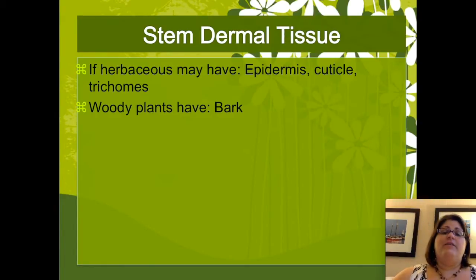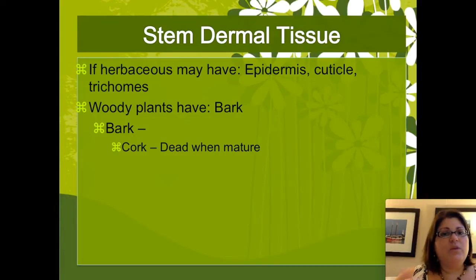Woody plants, though, have very different stems because, of course, woody plants have wood and bark. So when we look at the dermal tissue of wood, bark is the most notable feature, and when you think of bark, you're probably thinking about cork. Cork is a type of cell that has very, very thick cells. When it's mature, it's dead. That's why you can pick off the bark of some trees.